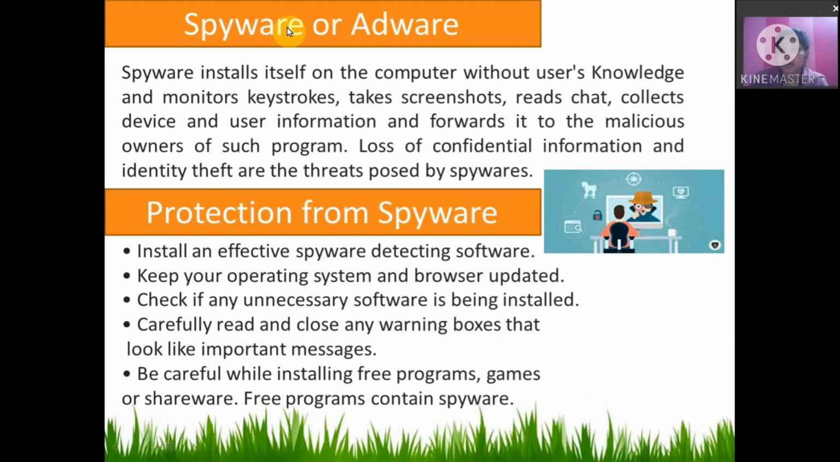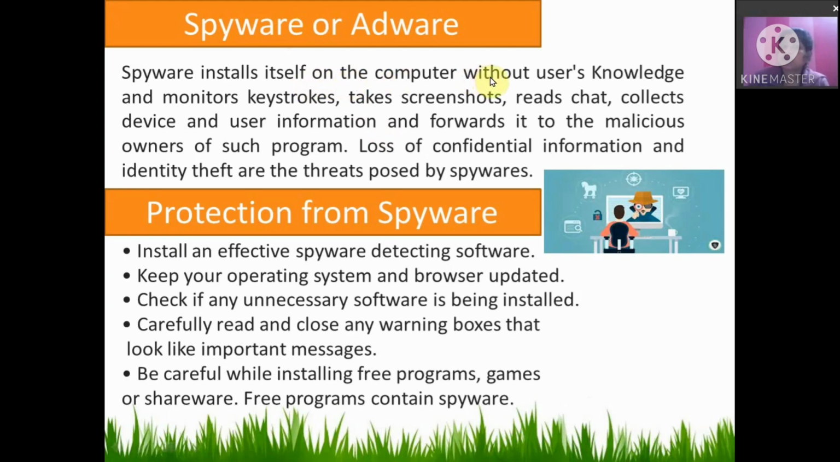Spyware. Spyware is software which will watch your activities, like what websites you are visiting, what confidential information you are giving, like PIN number, OTP number, credit card number, debit card number, password. So it will watch these things and give them to a third party. Okay, people are doing it for money, and this is one type of crime.